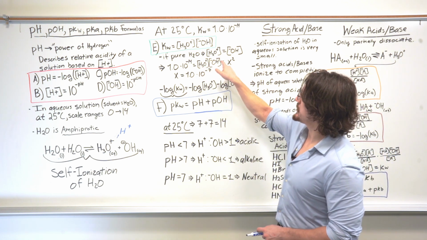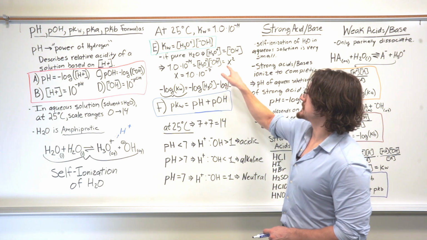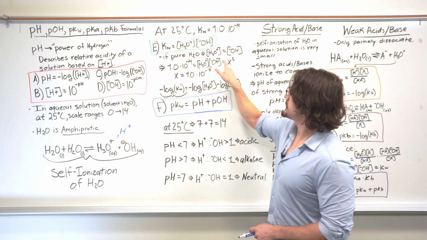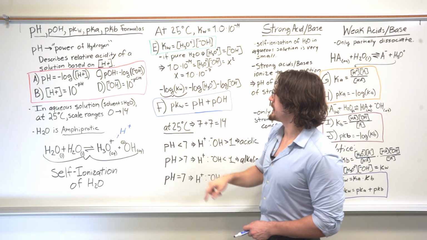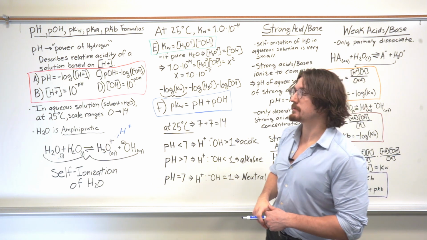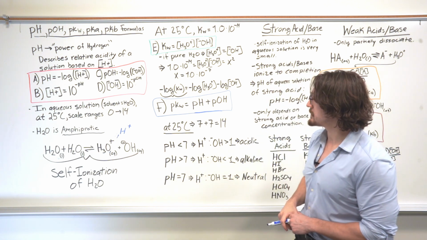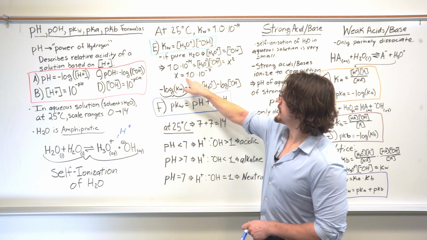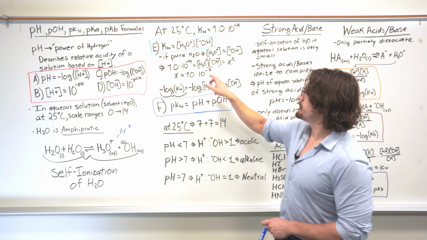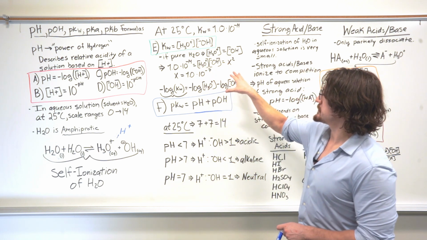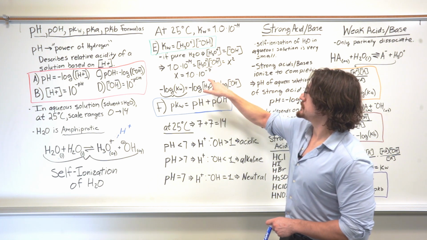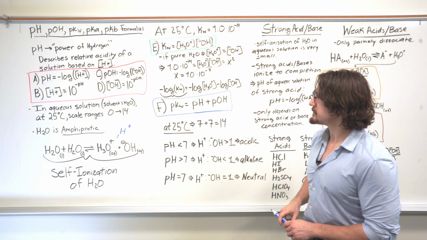And we know both of these are equal, so we can just say that each one of them is x, so them multiplied would be x squared. And then if we take the square root of that in this side, taking the square root of 10 to the negative 14 would be the same thing as dividing negative 14 by 2, okay? Then we're going to get x is equal to 1 times 10 to the negative 7. And so both of these at 25 degrees Celsius in pure water, hydronium and hydroxide, are going to be equal to 1 times 10 to the negative 7.